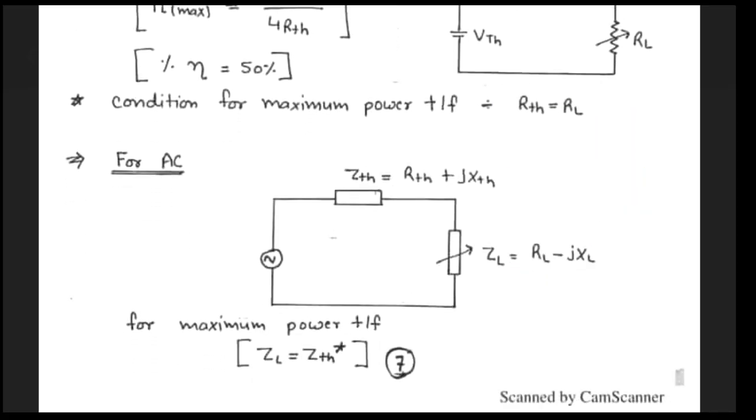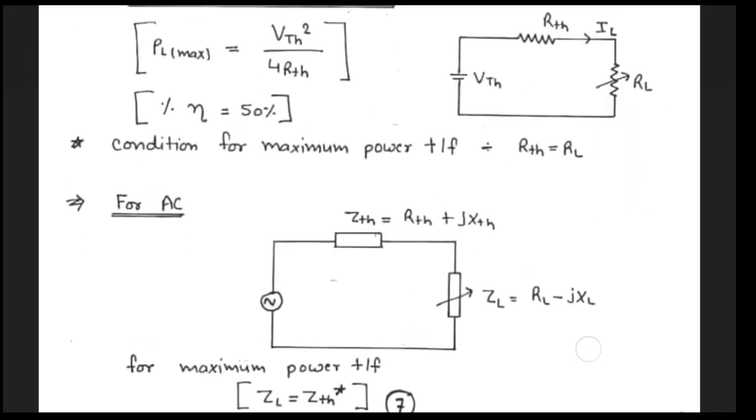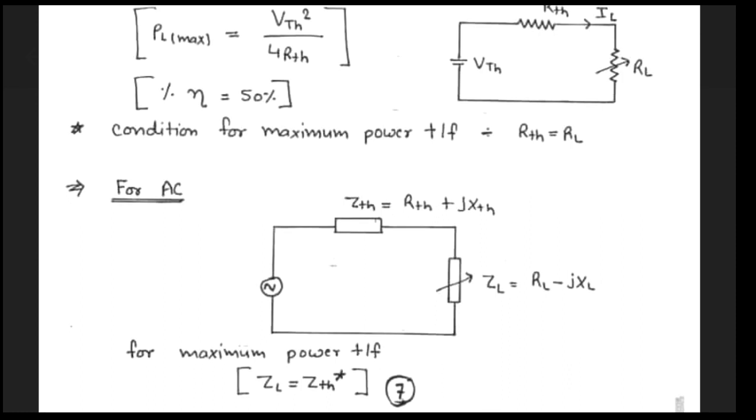For an AC circuit, what is the maximum power transfer theorem? Z Thevenin equals R Thevenin plus jX Thevenin. ZL equals RL minus jXL. For maximum power transfer in AC circuits, ZL equals the conjugate of Z Thevenin.